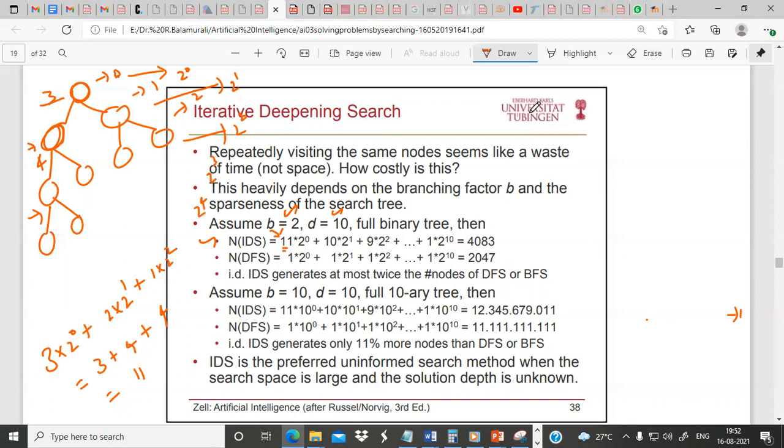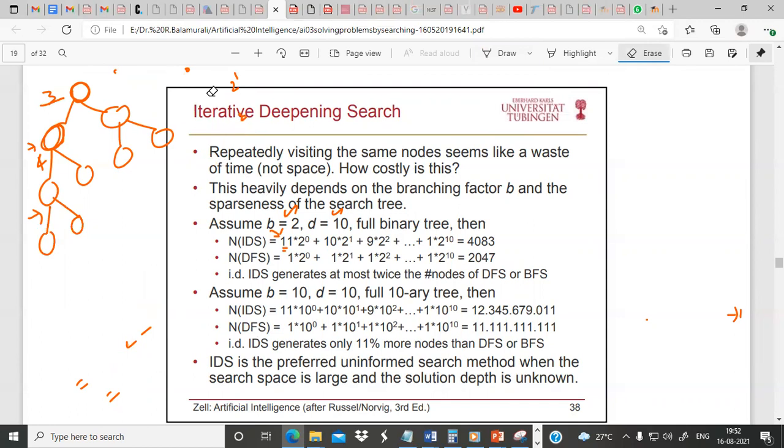Okay. Now let me write neatly for more clarity. Let us assume the root is at depth 0. So at depth 0, the number of nodes we have is 2 to the power 0. At depth 1, the number of nodes is 2 to the power 1. At depth 2, the number of nodes is 2 to the power 2. Right?